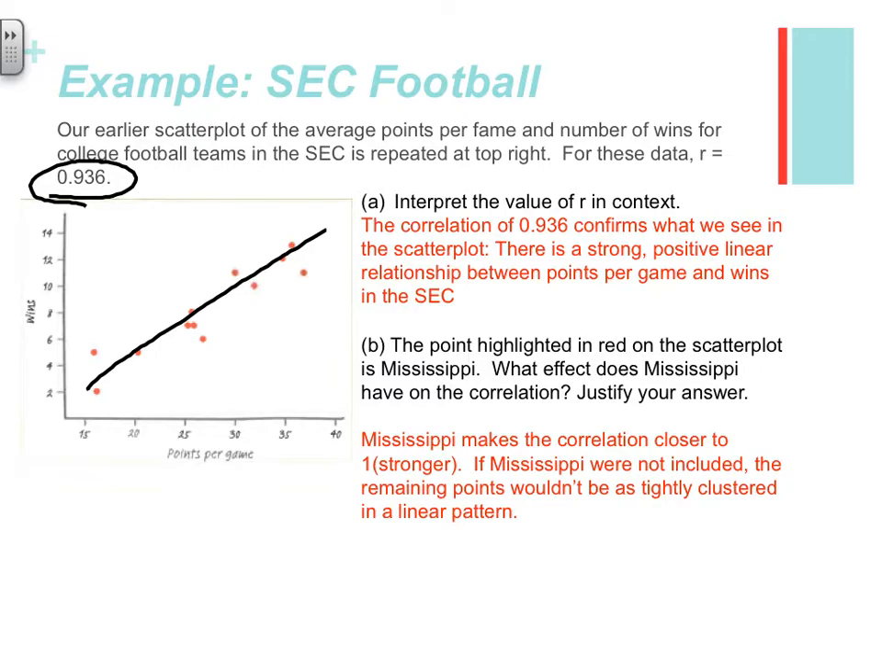An R value as big as 0.936 is confirming, one, that it's positive, and two, that it's a pretty strong relationship between the points per game and the wins in the SEC.